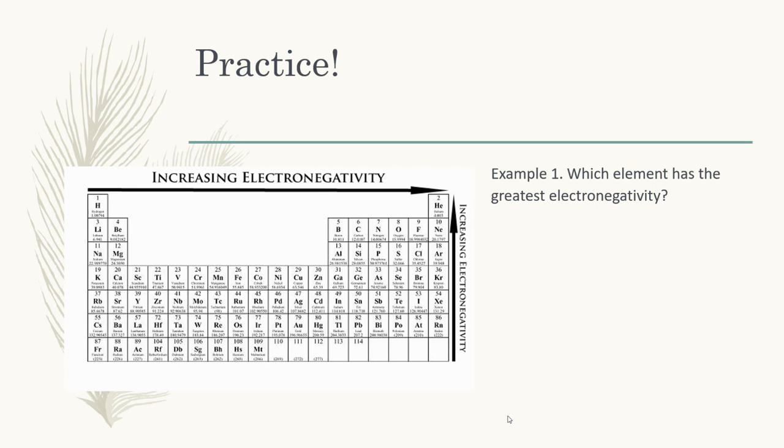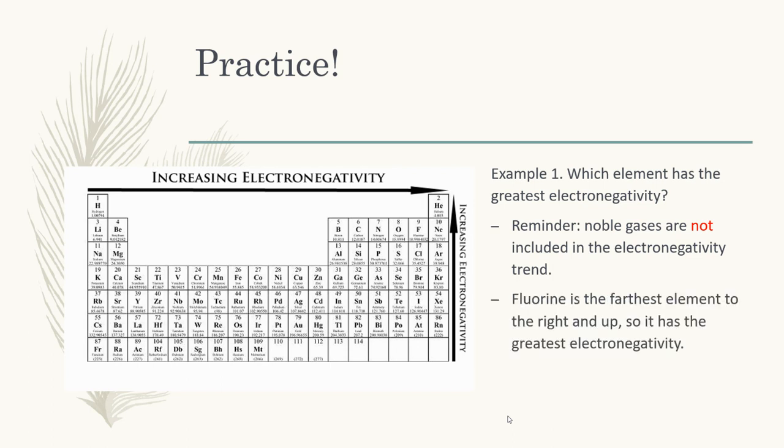So let's just start off by generalizing which element has the greatest electronegativity. So we can see that electronegativity increases going to the right and up. However, noble gases are not included in the electronegativity trend. So that means excluding that far right column, which element is farthest to the right and up? That would be fluorine. So it has the greatest electronegativity of all the elements on the periodic table.